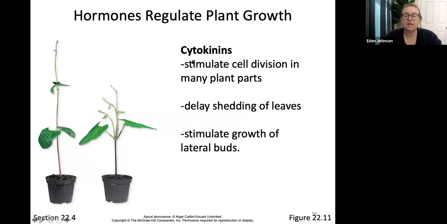Next, cytokinins, they're going to stimulate cell division in many plant parts. They're also going to stimulate the growth of lateral buds. They delay the shedding of leaves as well. Now, it's typically thought that when you have this normal plant that has not been altered, you have auxin dominating in the shoot and cytokinins dominating in the root, causing that lateral growth of the root systems, causing them to spread out in order to get water.